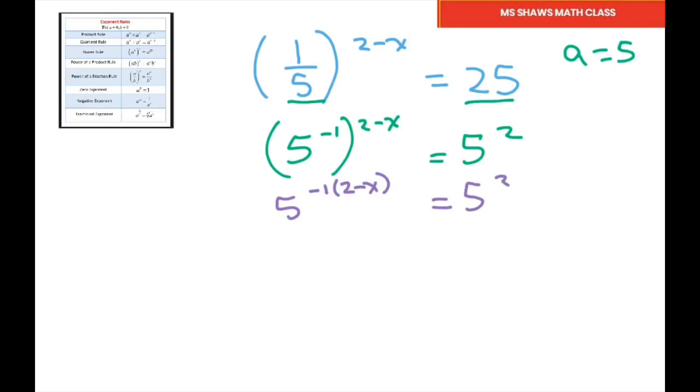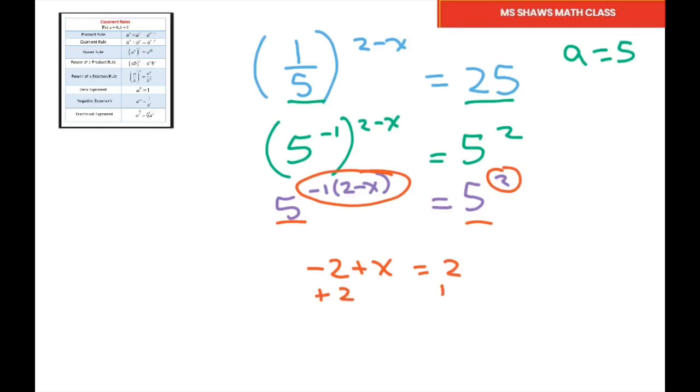Since my 5's match, I just have to deal with my exponents now. So I have negative 2 plus x equals 2. So when you add 2 to both sides, you get x equals 4. So your solution set should be 4.